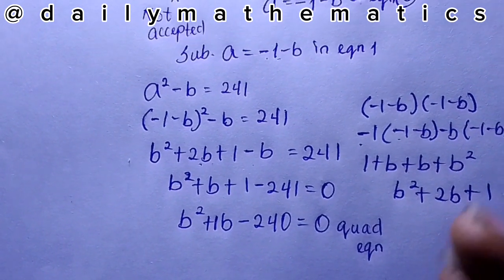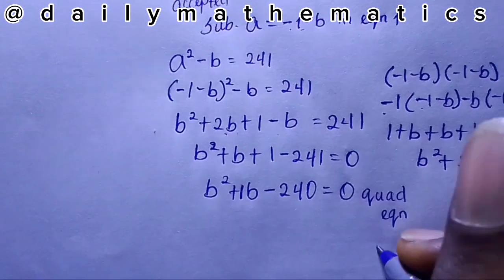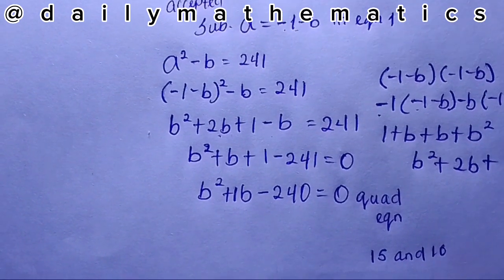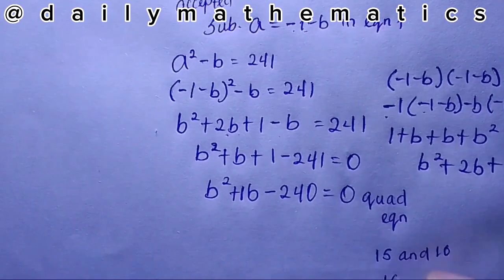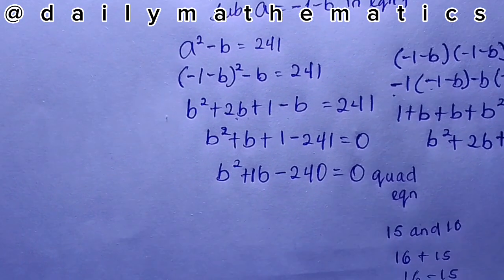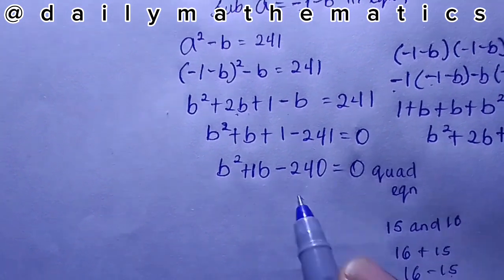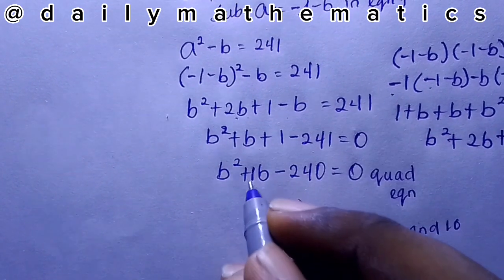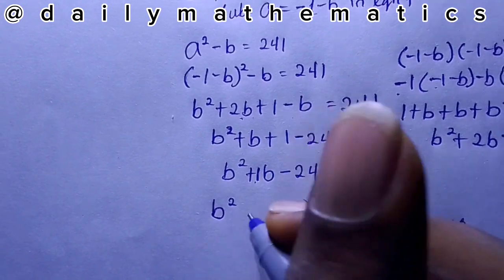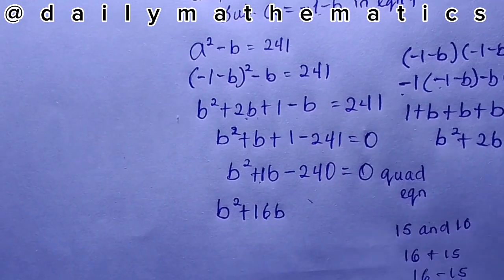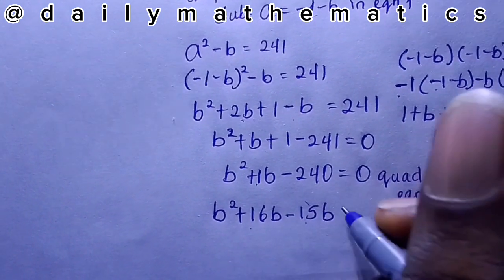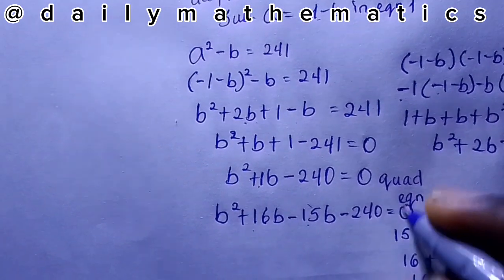Looking at all the factors of 240, we came across 15 and 16. 16 plus 15 is not giving us 1, but 16 minus 15 is giving us 1, and 16 times minus 15 is giving us minus 240. So this is good. Instead of 1b, we now have b squared plus 16b minus 15b minus 240 equals 0, because 16b minus 15b still gives us 1b.